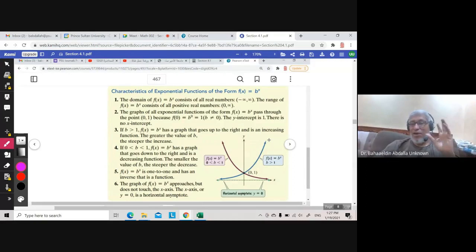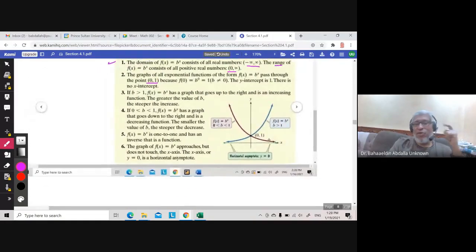Whatever b is, always the domain is from negative infinity to infinity, and always the range is from 0 to infinity. Second, the graph passes through the point 0, 1. All the graphs of b to the power x pass through this point, 0, 1, which is the y-intercept. Why? Because b to the power 0 is 1. If x is 0, y would be 1, and that's the y-intercept. Good. Now we have two cases.